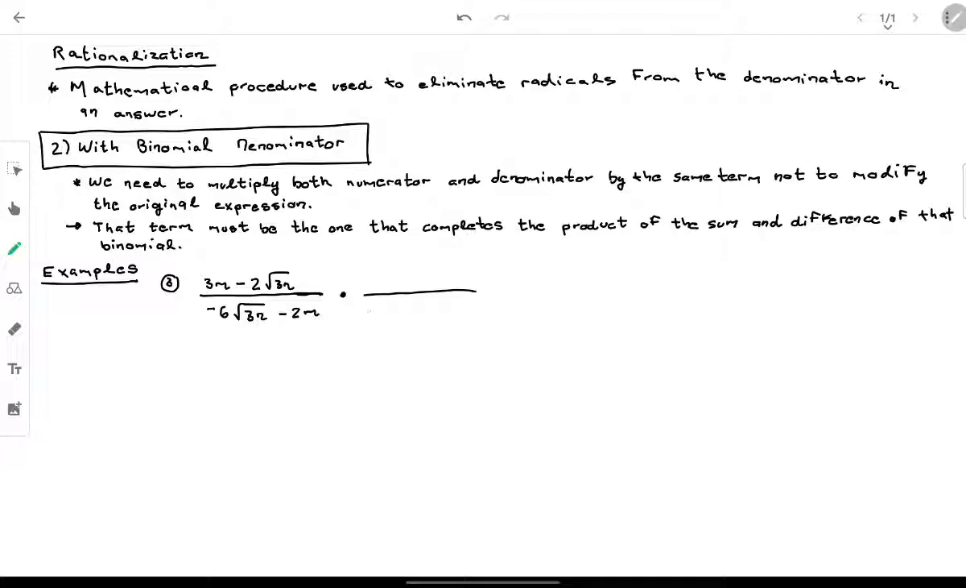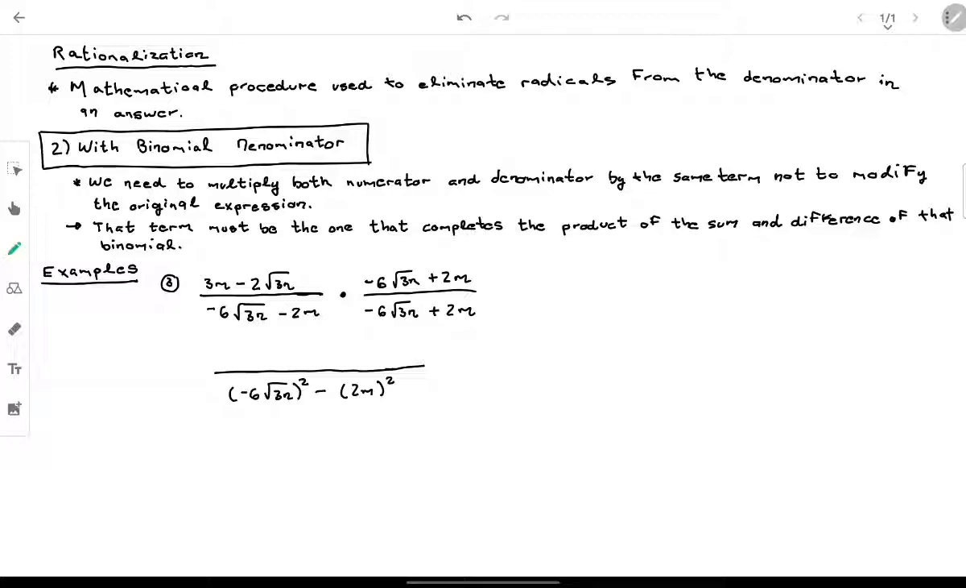So in this case, maybe the first one won't change sign, it will stay negative, and the second one will change sign. That way we will have one that does not change sign and another one that changes sign. Whatever we put on the denominator, we need to put it also on the numerator part. So what will happen? On the bottom part, we will have the one that does not change sign, all of it squared, minus the one that changes sign, in this case 2m, all of it squared.